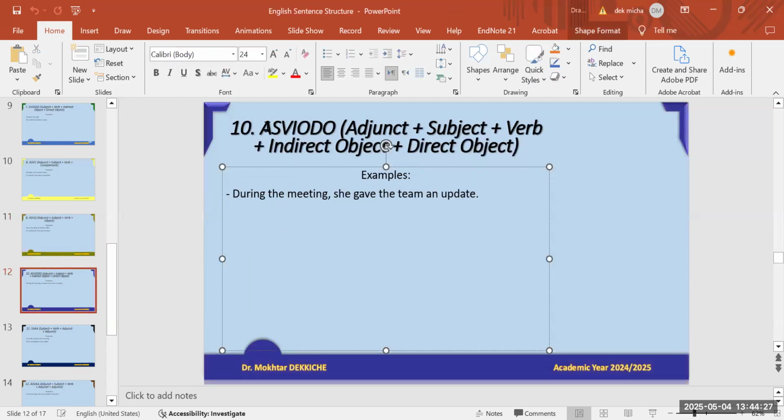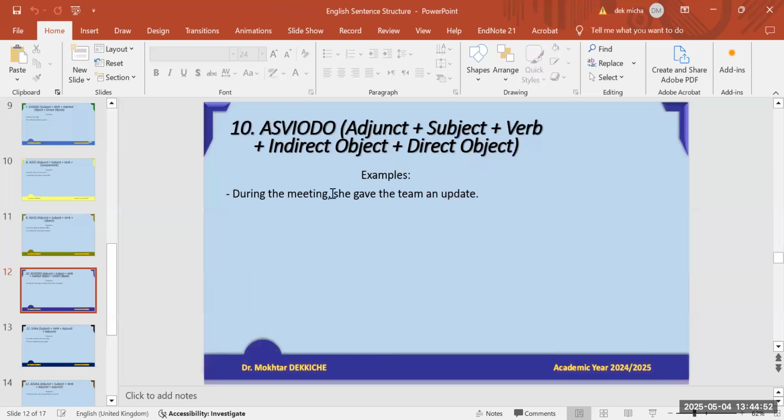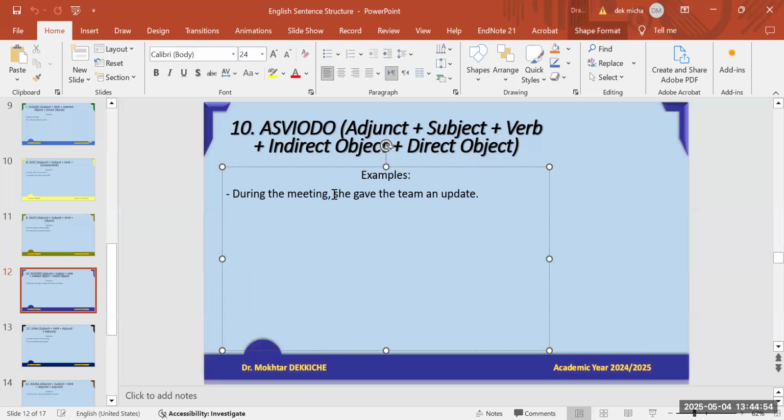Here we have adjunct, subject, verb, indirect object, direct object. As in, during the meeting, this all is an adjunct. She is a subject. She gave is the verb. The team is indirect object, and an update is the object. Normally, we say that she gives an update to the team.